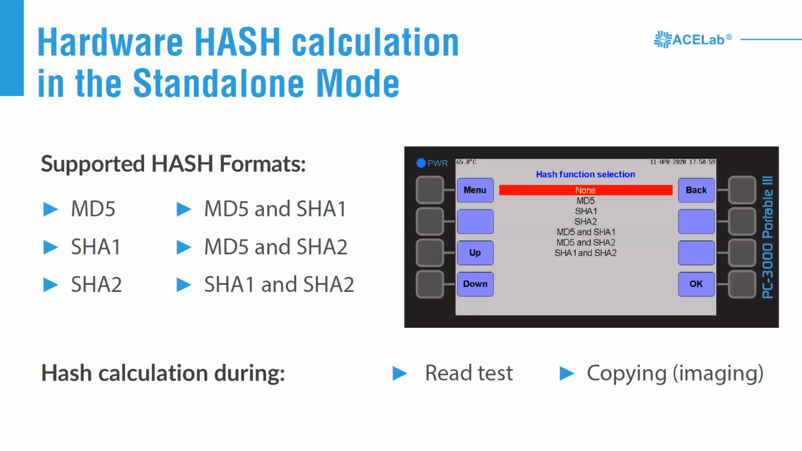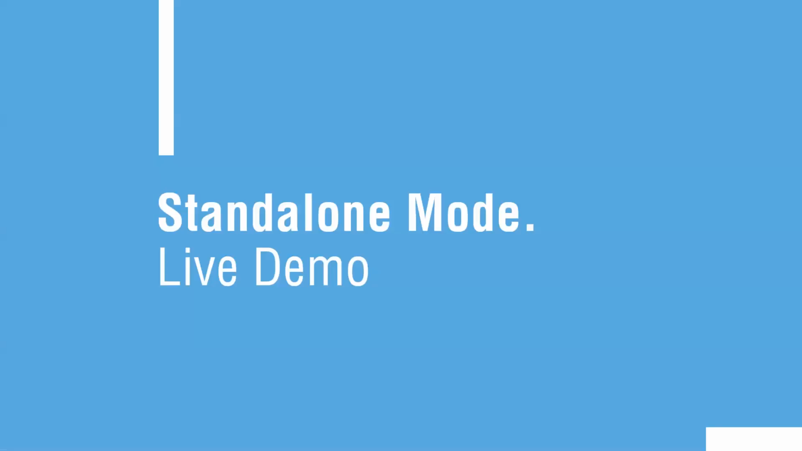And a few words about hash sum calculation. As you can see, we support several hash sum formats. All these formats are available on the screen. During the hash sum calculation, you can choose which type of hash sum you are going to apply during drive diagnostic, drive copying, or drive imaging. Hash calculation might be performed during the read test or during the copying process. It's up to you. And right now, let me start the live demo.